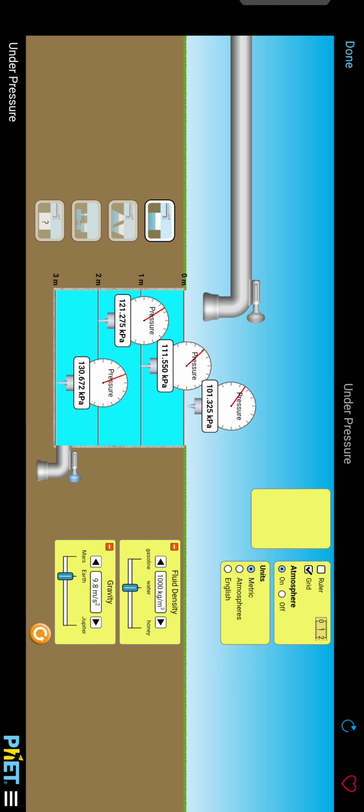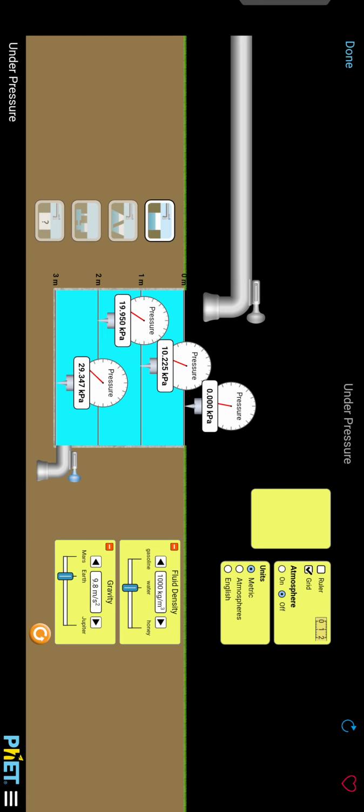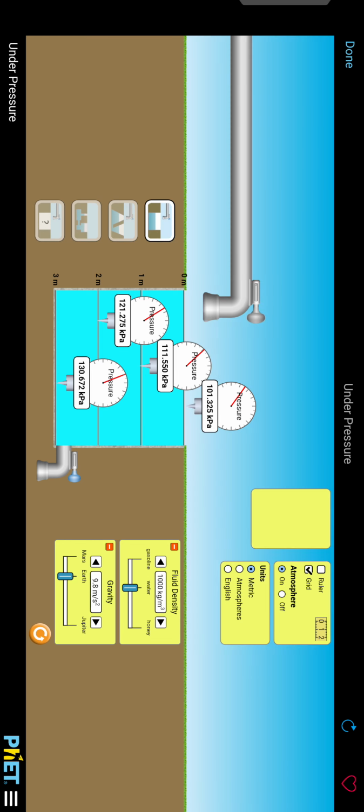Right now we are seeing the total pressure as the combination of atmospheric pressure and the fluid pressure. But if we turn off the atmosphere, we can see the decrease in pressure. This means that the atmosphere also plays a great factor in the pressure. Let's turn it on.